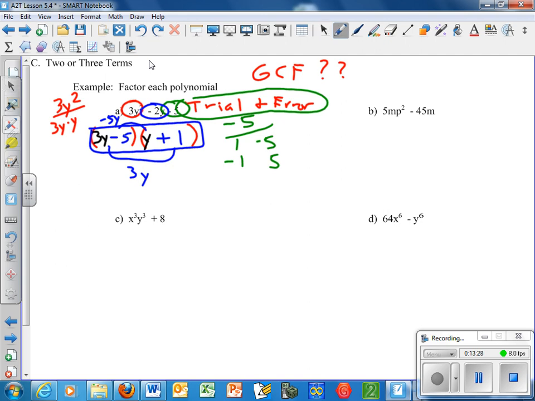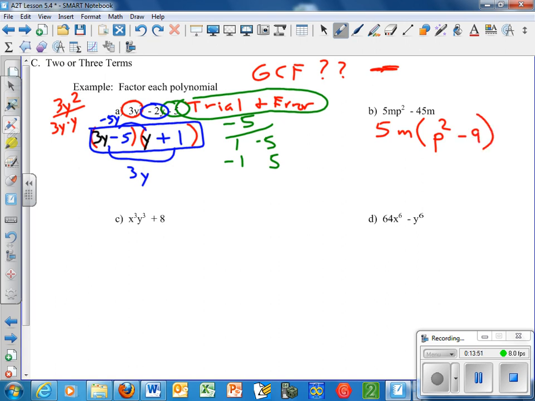Okay, so now we go over to this one right here. And we have 5mp squared minus 45m, 2 terms. But I notice that I can take out a greatest common factor. That's always the question you need to ask yourself. Well, I can take 5, but I can also take out an m. And I'm left with p squared, if I take 5m out of the first term, minus 9.